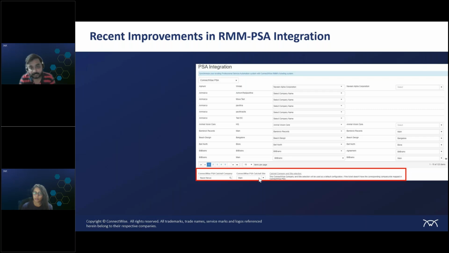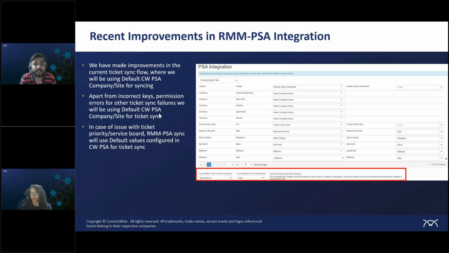Along with this improvement, we have made necessary changes in our sync so that any critical alerts that the RMM agent or RMM functionality generates for you won't be missed as tickets. There are certain options available in ConnectWise PSA for making a service board the default service board, or a priority the default priority.